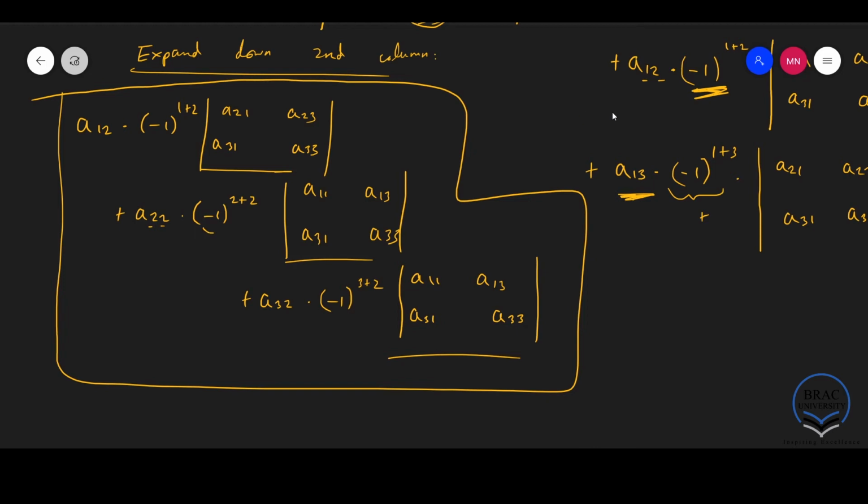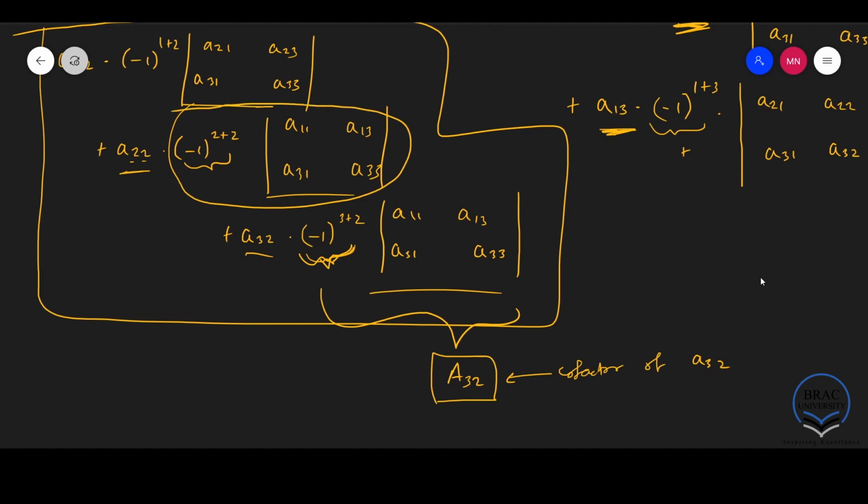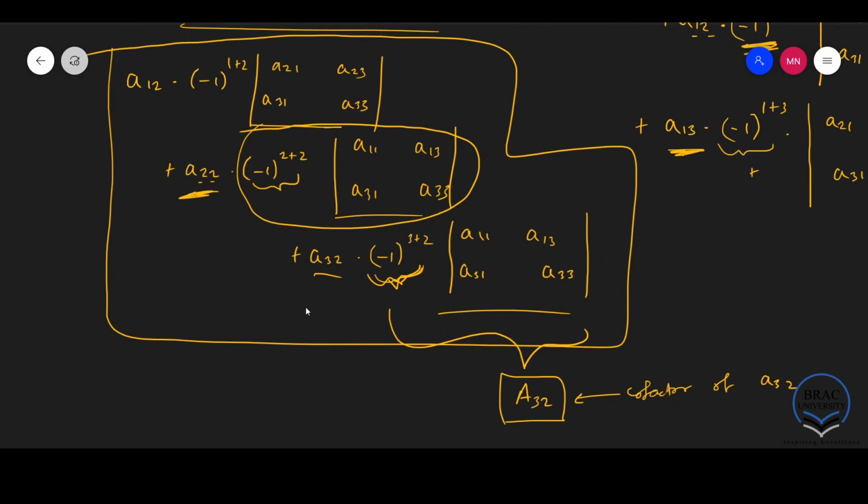Now, as you can see, these determine whether we have a positive sign in front of our entries or a negative sign, right? So this portion of my cofactor, this entire thing, is actually just the cofactor of this entry. So this is the cofactor of A32. This entire term is the cofactor of A22, and this entire term is the cofactor of A12, right?